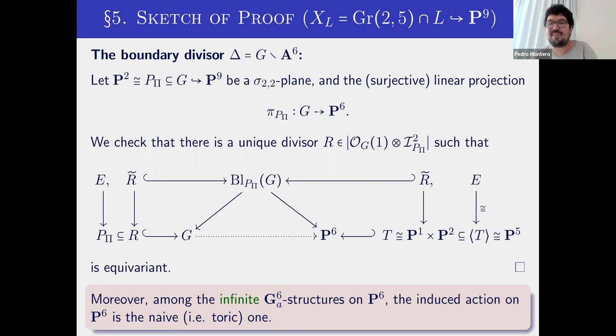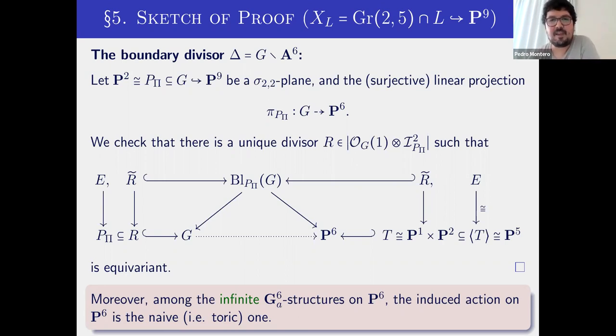And you can prove that thanks to this explicit description in coordinates, thanks to Ivan's work and Deviatov's work. So it's very nice and very beautiful, I think, that among all possible structures it is the most naive one. So this is the connection between the Grassmannian and P6.